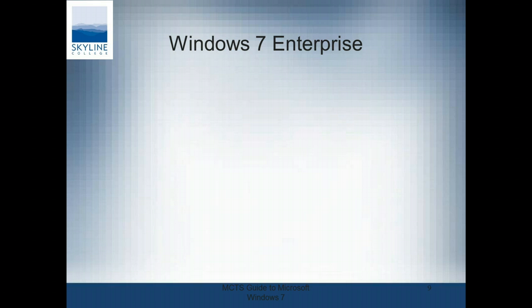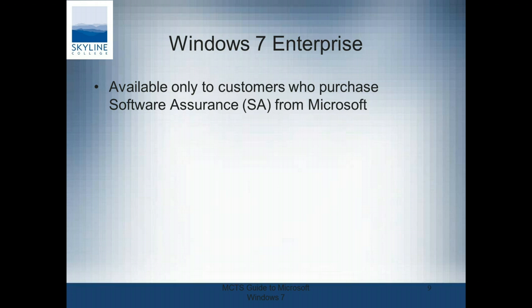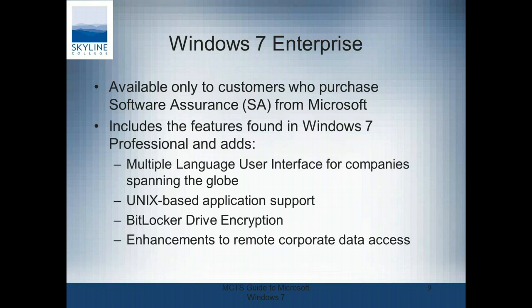The educational licensing with Microsoft is much more liberal than other licensing. And Microsoft licensing, by the way, is not the clearest thing in the world, and it does change. So that's something that you really have to keep up to date with. Enterprise is available to customers who purchase Software Assurance from Microsoft, so we're going to have to purchase something else.